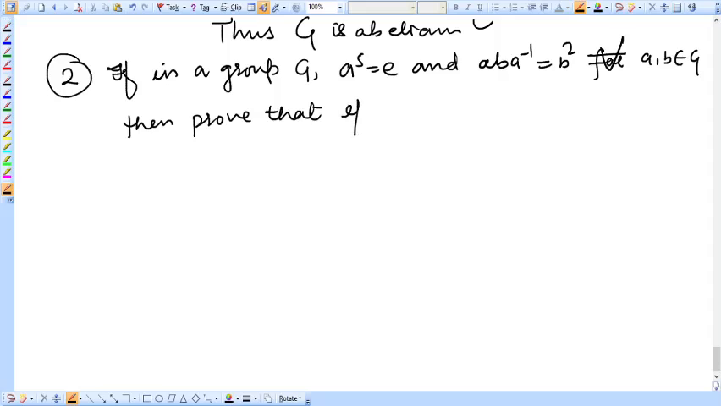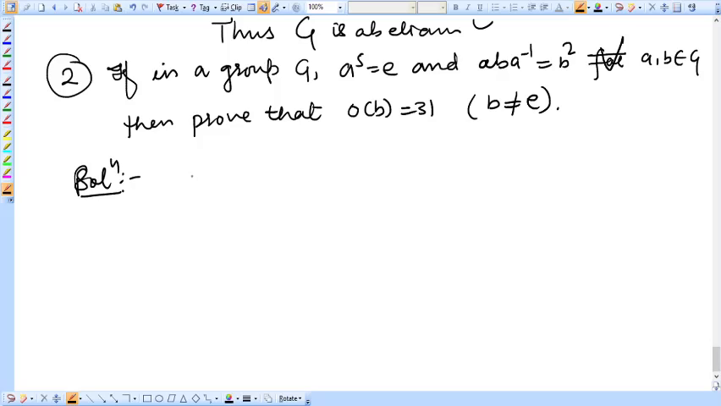if B is not equal to identity, then prove that the order of B is equal to 31. Okay, B is not equal to identity. So we need to prove this. Solution.